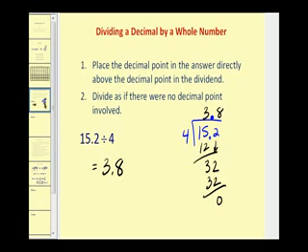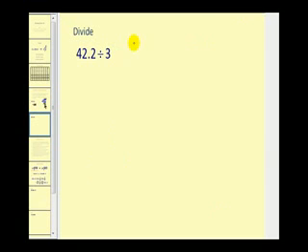Let's take a look at one more of these. Notice we're dividing by a whole number, so we'll follow the same procedure. Move the decimal point straight up, and now divide as we normally would. So how many 3s are there in 4? That would be 1. 1 times 3 is 3, and we subtract. Bring down the next digit. How many 3s in 12? That would be 4. 4 times 3 is 12.